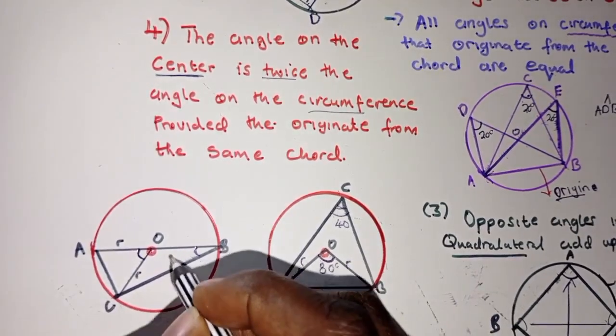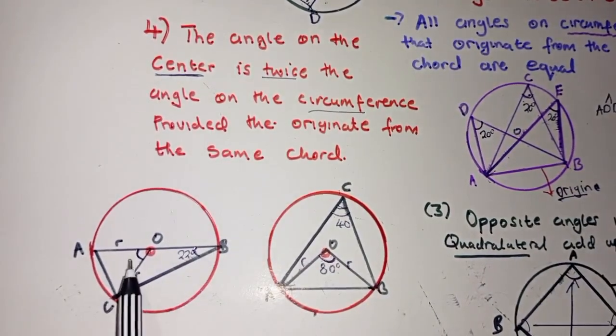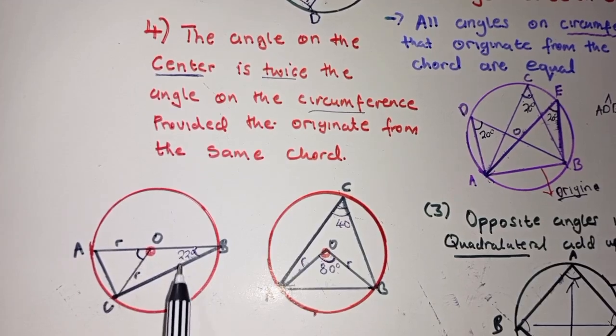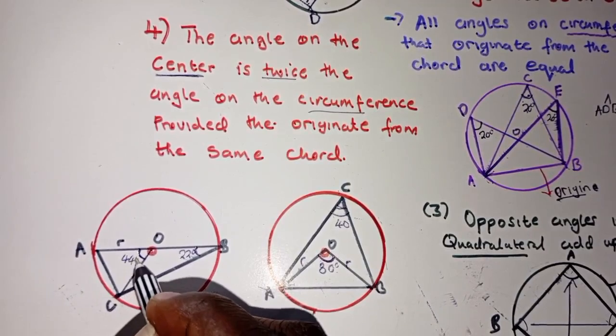Okay, so here, let's say we are given 22 degrees. What will be this? We said this must be twice this. So multiply this by 2. You have 44 degrees.